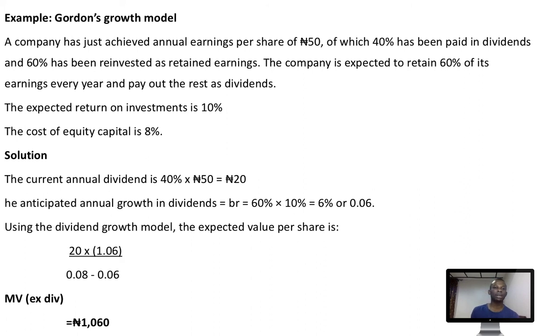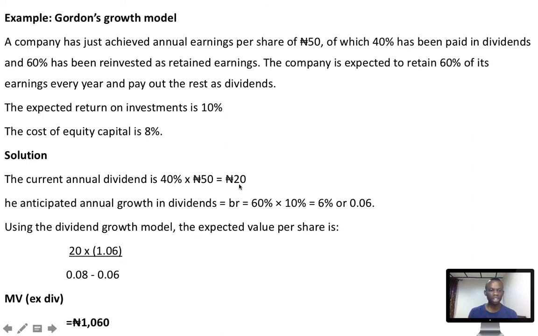Now the expected return is 10% and the cost of equity is what? 8%. Now to get our growth rate, we are doing retention ratio multiplied by the expected rate of return on all investments. So the expected rate of return on all investment is 10, retention ratio is 60. 60% times 10% will give us 6%. Now our current annual dividend is 20. That's 40% of the earnings that was issued out, times the earnings, will give us 20.